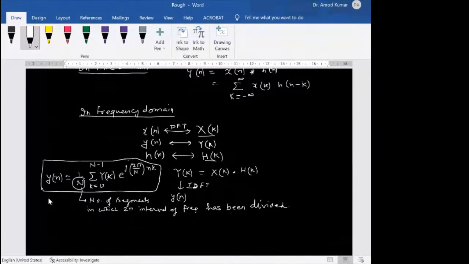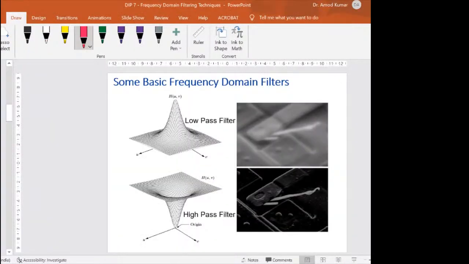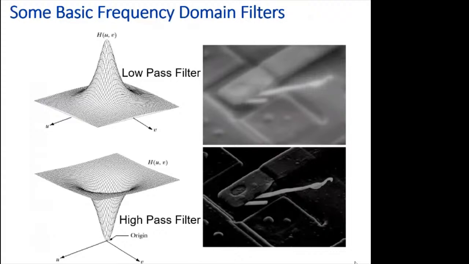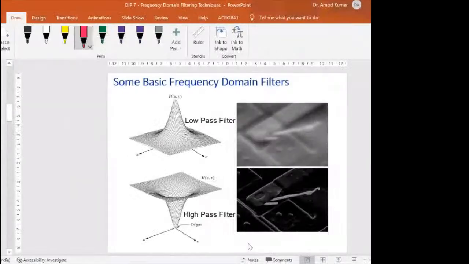So in frequency domain, this is the situation. Now coming back to PowerPoint, let us see the transfer function. One thing which I forgot here, just one thing.